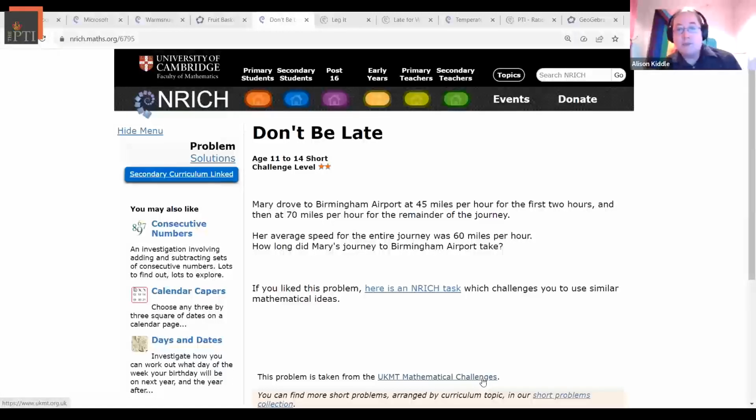Don't be late. Mary's driving to the airport. She goes at 45 miles an hour for the first 2 hours, and then at 70 miles an hour for the remainder of her journey. And I fully understand what's going on here, because I've been on that bit of the M6 as well. The average speed for the whole journey is 60 miles an hour, and you're asked to work out how long her journey took altogether.